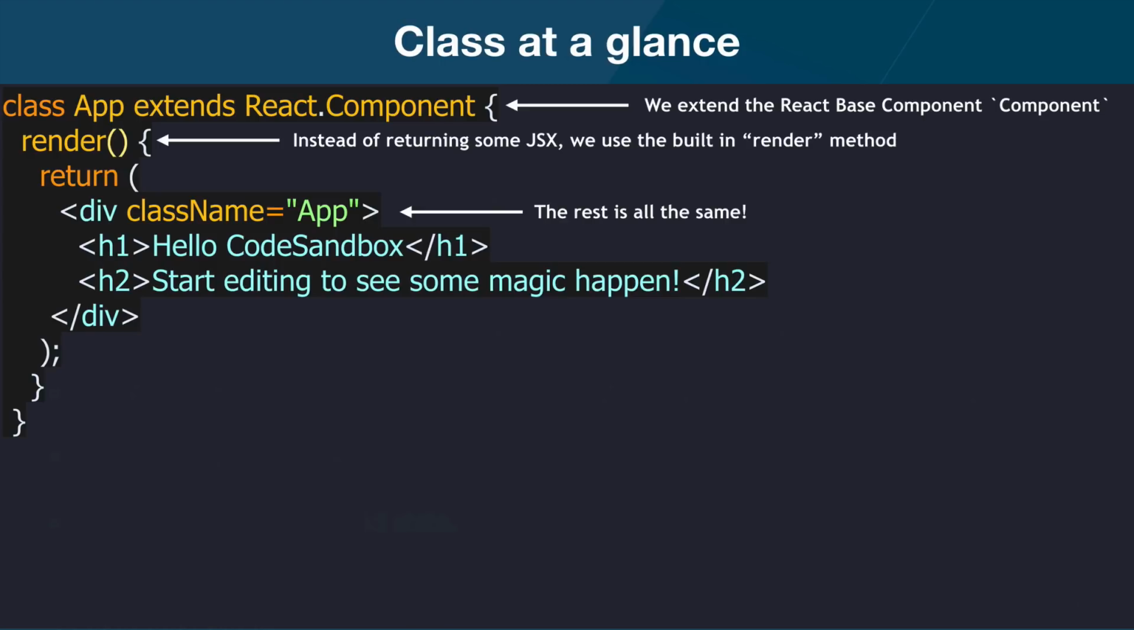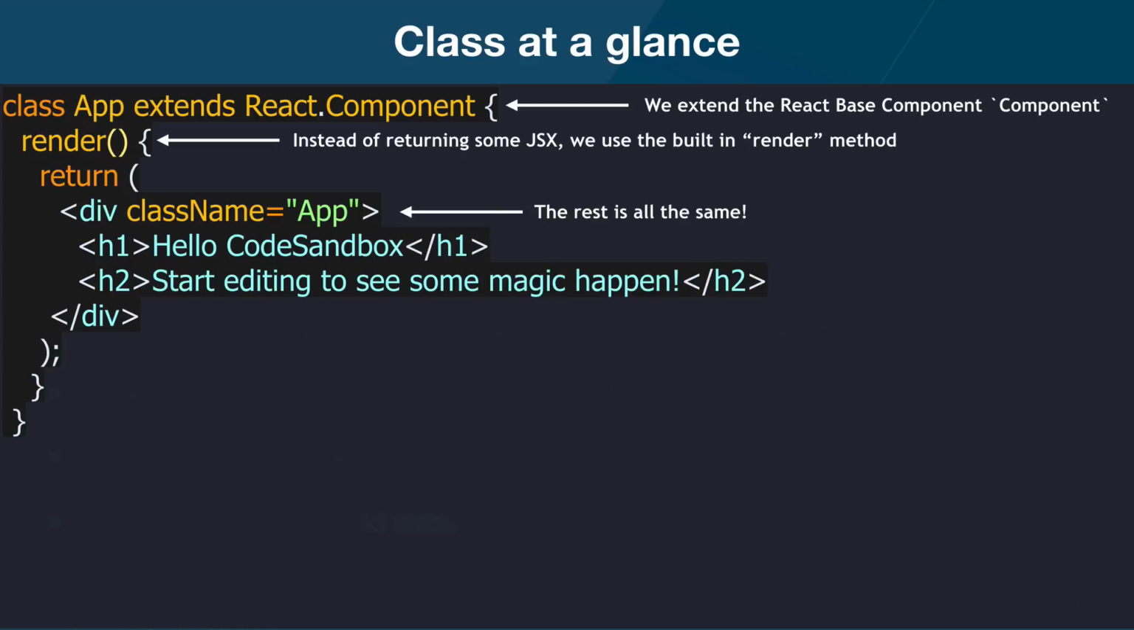Okay, and then notice here, instead of returning some JSX out of the gate, we use the built-in render method. So this method comes to us from the base component class from React. Okay, so this is how we now have to wrap up our JSX. Before we return it, it's the render function that will be called, and when that render function returns, it will return out some JSX for us.